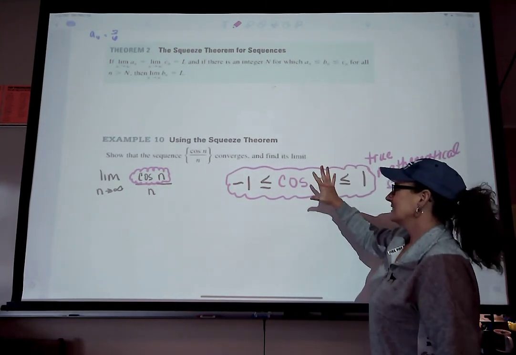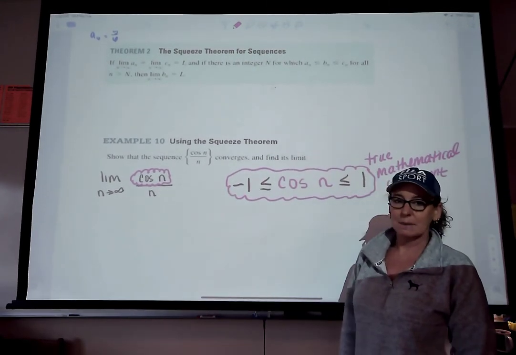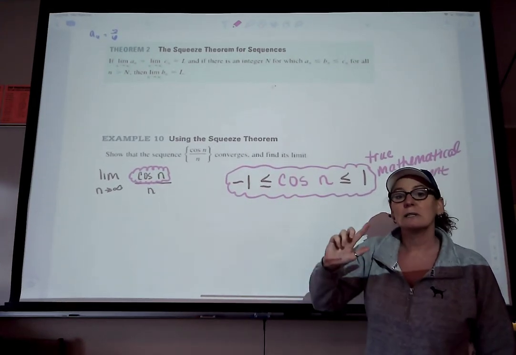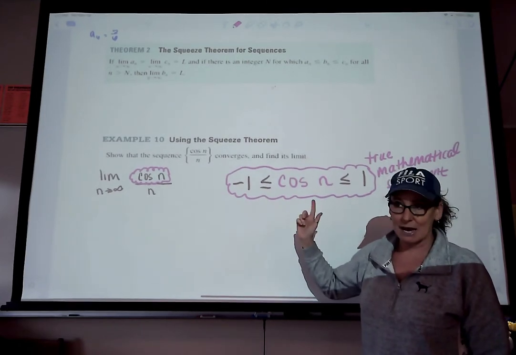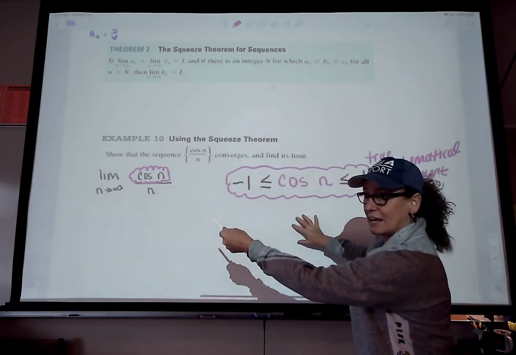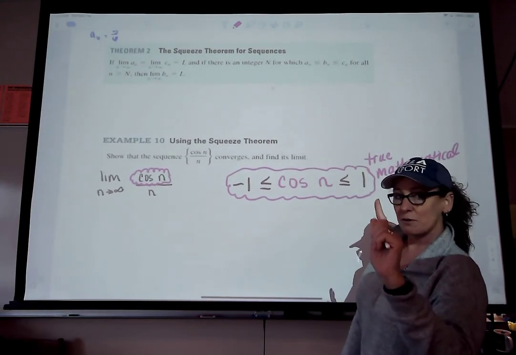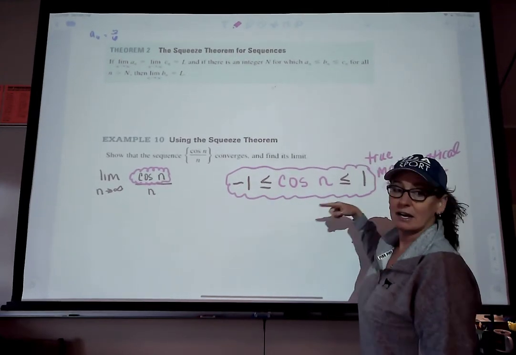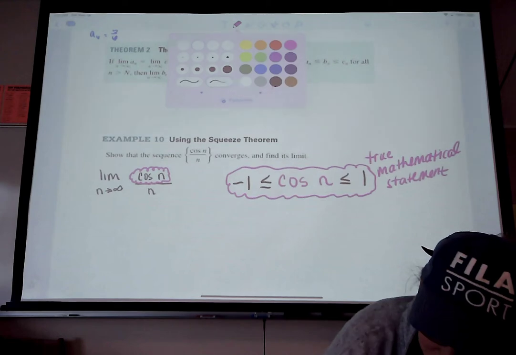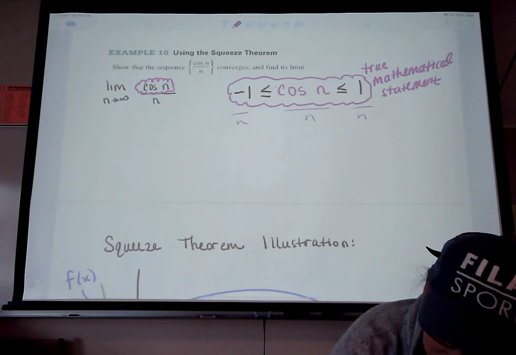Now, does what I have written here look like my function? Nope. It's missing the divided by n part. Can you legally manipulate this mathematical statement so that your middle piece looks like cosine n over n? Well, sure you can. Divide the middle by n. But if you divide the middle by n, keep it legal, divide the left side by n, and divide the right side by n. Divide by n, divide by n, divide by n. Here's what I get.